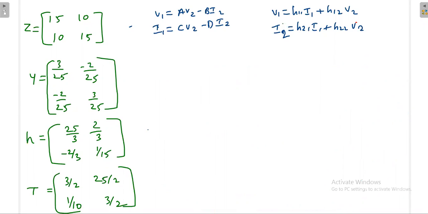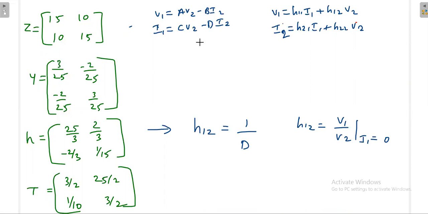So that means this is H12 is equal to 1 by D. Correct, sir? Okay. So what is H12 from here? H12 is equal to V1 divided by V2 when I1 is equal to 0. From this, what is D? Okay, 2 by 3, here 3 by 2. From here, what is D? Again, I think D is equal to I1 divided by I2 when V2 is equal to 0. This is not possible to write.